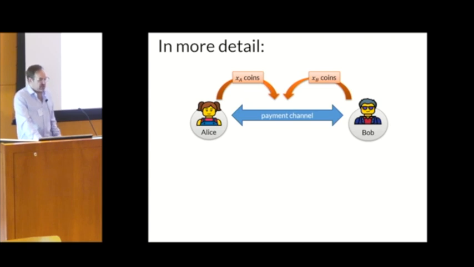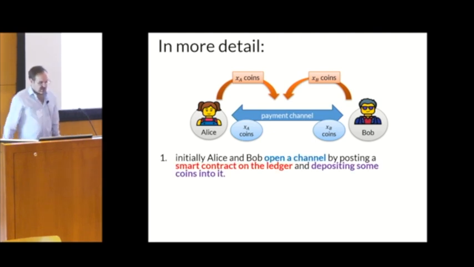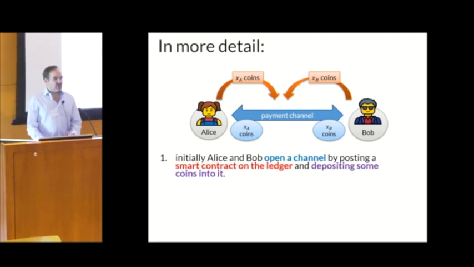In more detail, a payment channel looks like this: we have two parties, again, Alice and Bob, and they can put some coins into it. They put some coins into a smart contract, say Alice puts XA coins and Bob puts XB coins, and then these coins are there. And the channel is open on the blockchain. So this happens with interaction with the blockchain.